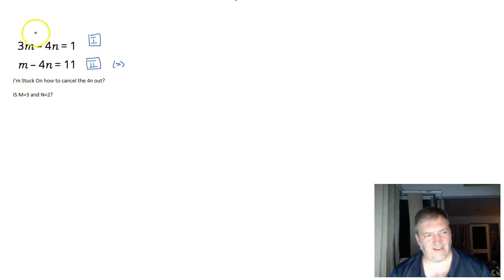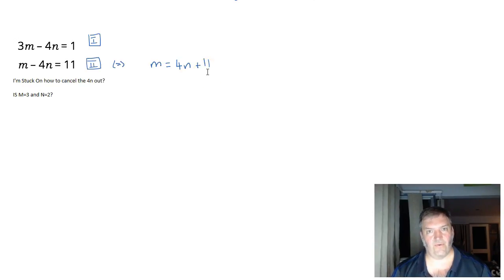Rearranging the first one, I'd end up with a fraction because I'd have to divide by 3 or divide by 4 at the end. It'd be messy. Let's rearrange this one to get m on its own. Obviously, that means I've got to do the inverse operation of subtracting 4n, which is to add 4n. So if I add 4n to each side, I've got m equals 4n plus 11.